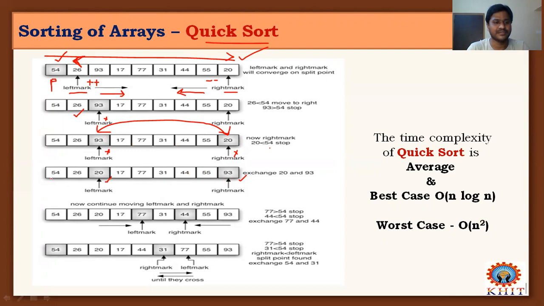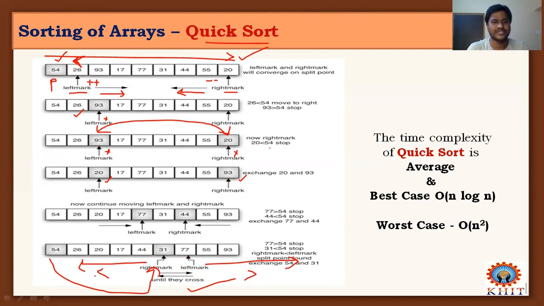Again 20 is compared with 54, and it is satisfied. So now we continue moving the left mark and right mark until these two cross each other. When they cross and the process stops, we swap the pivot element with the right mark position. Then all elements on the left side of the pivot are less than the pivot, and all elements on the right side are greater than the pivot.